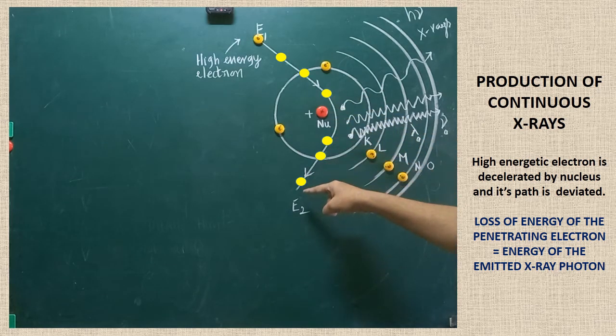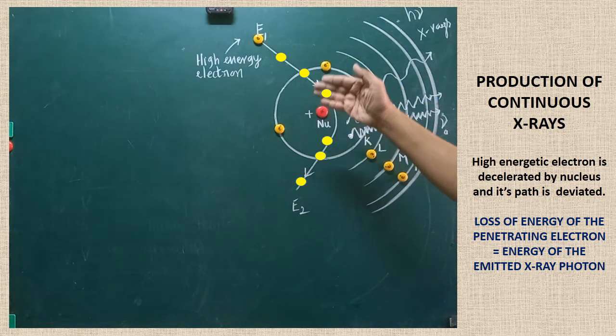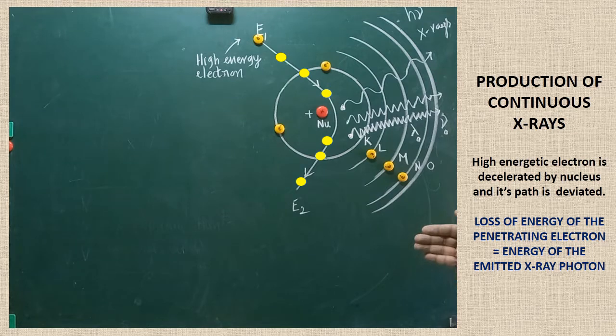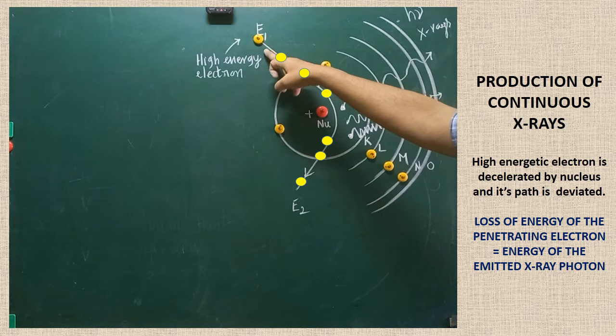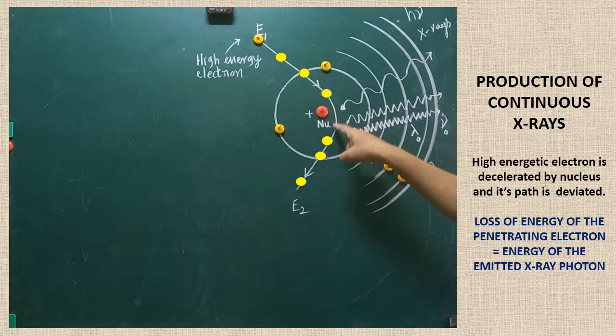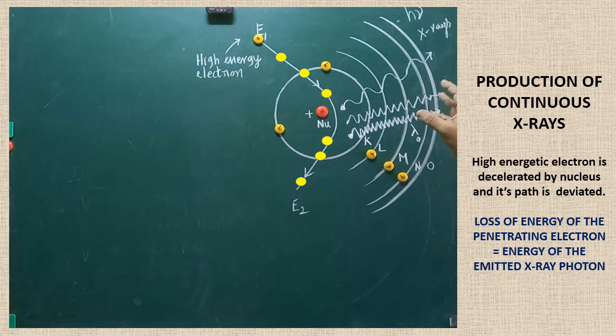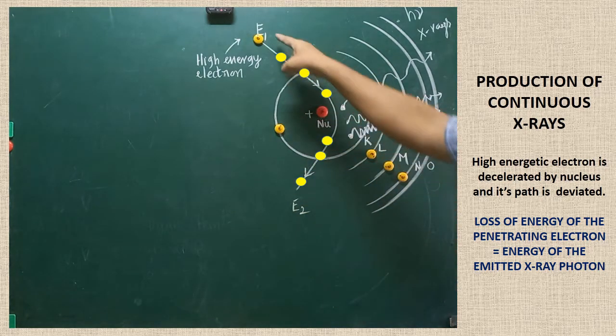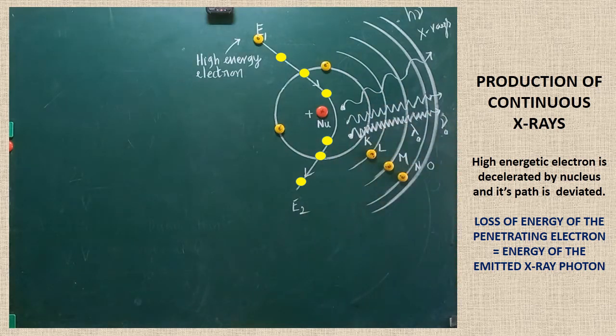Its path may be deviated, and in the meantime the high energy electron's speed is also decreased, that is, decelerated. Deceleration means a decrease in speed. Initially the kinetic energy, the speed of the electron, will be very high, and its energy can be taken as E1. After deceleration, the electron loses some amount of energy, so the new energy of the electron can be taken as E2. The difference between these two energies, E1 and E2, is emitted in the form of radiation.